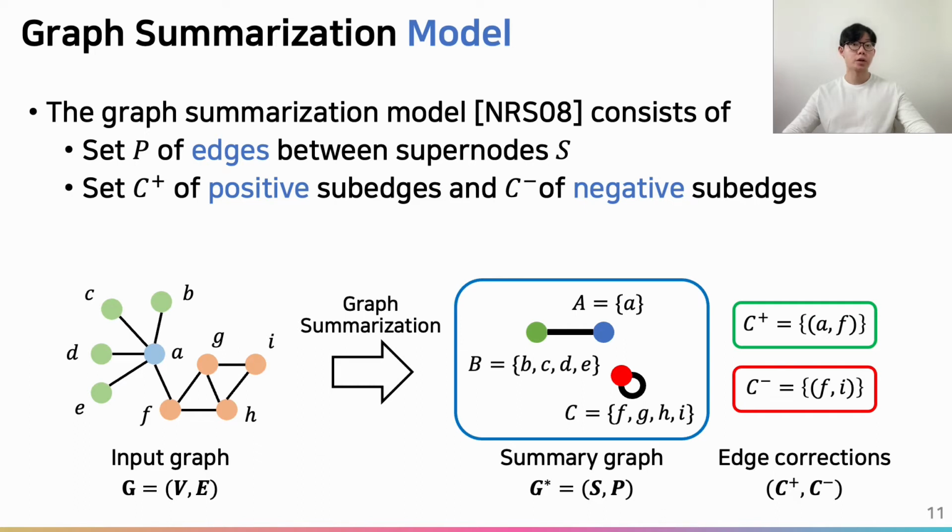The other parameters are for corrections. A set C plus of positive edges indicates the edges in the input graph but are not described by P. A set C minus of negative edges indicates the edges described by P but not in the input graph. Importantly, supernodes should be disjoint, and in other words, each subnode should belong to exactly one supernode.